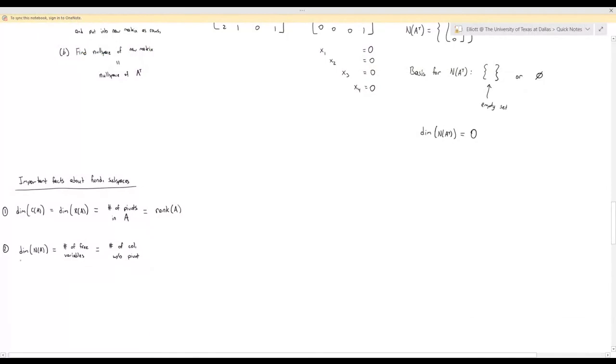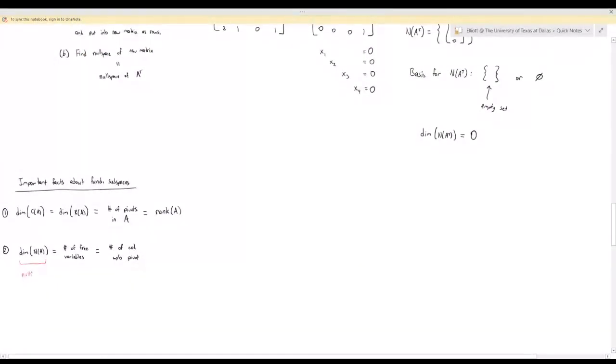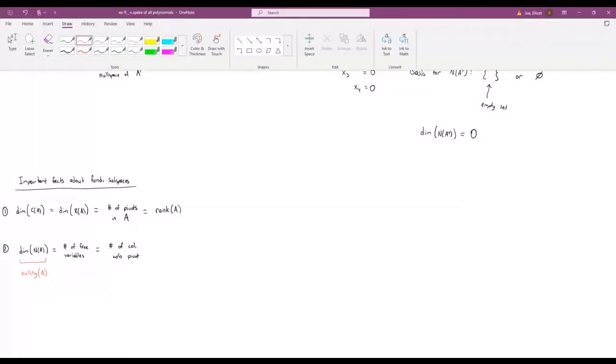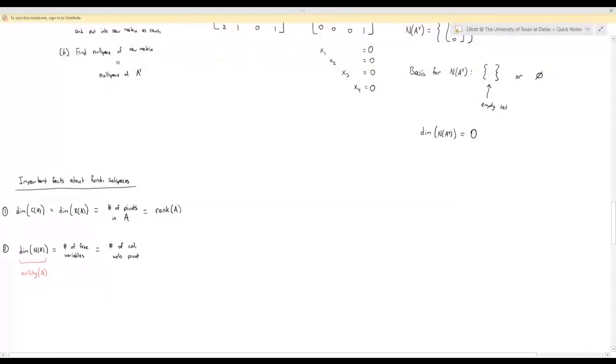As a very small aside, the dimension of the null space, some people refer to that as the nullity of A. I don't think your class uses that terminology, but it's worth mentioning. So sometimes people refer to the dimension of the null space as the nullity.